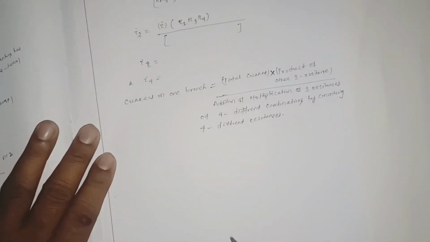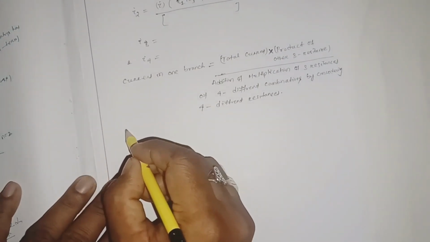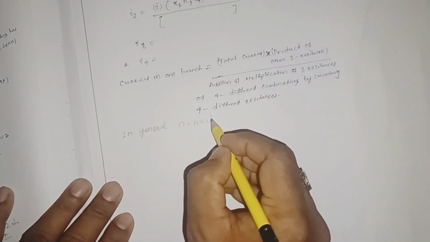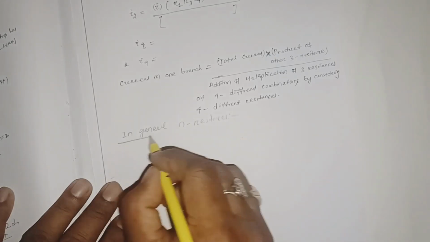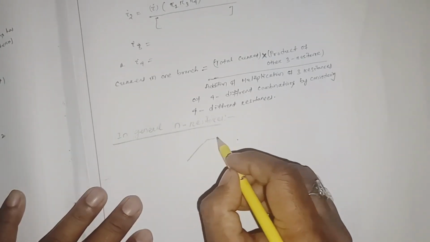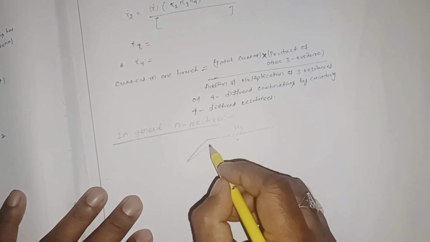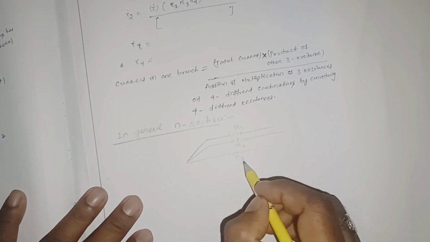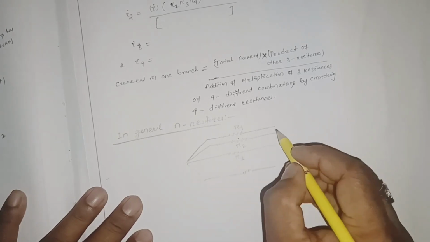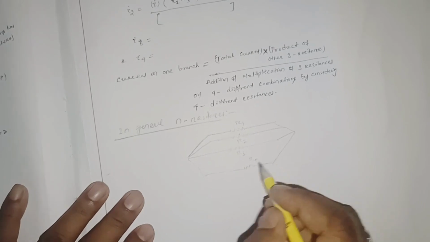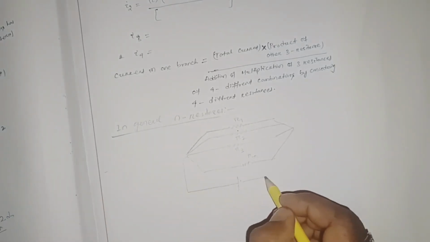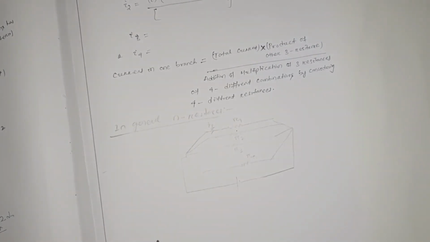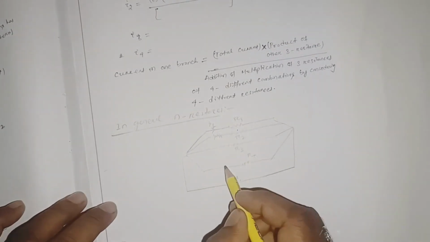In general, suppose we have n resistances. Then what will be the formula? That means the connection will be like this: R1, R2, R3 up to Rn resistances connected in parallel with each other, connected with a voltage or EMF. We have to find the current in a particular branch, I1 or I2 or In.